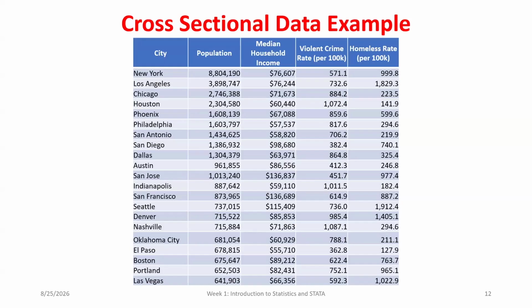I don't have to just have one variable. I could have their population, I could have their median household income, et cetera, et cetera. So even cross-sectional data, I can have multiple variables. It's just they were recorded at one point in time for every single one of these individuals.